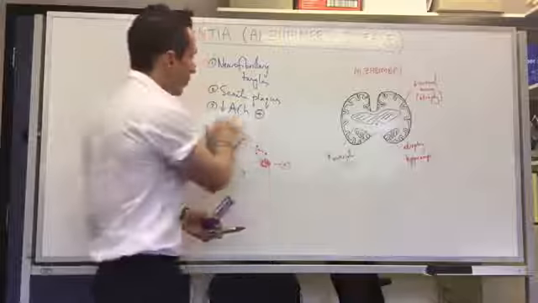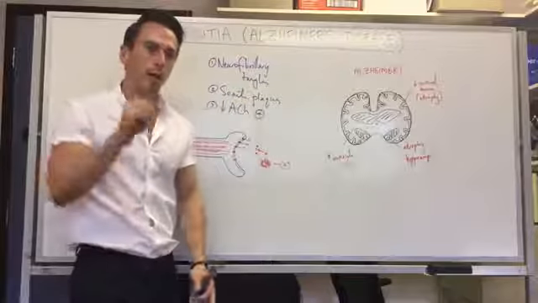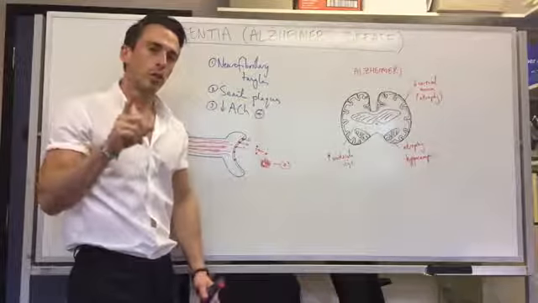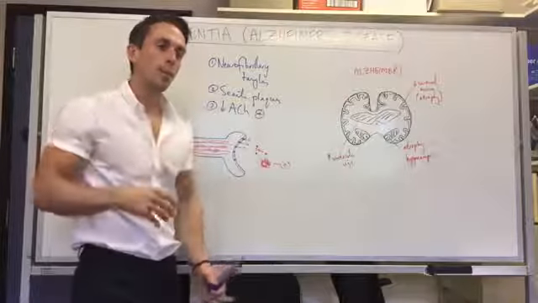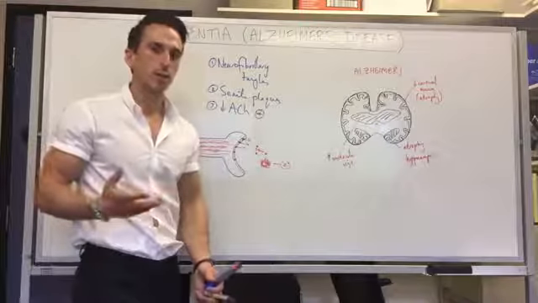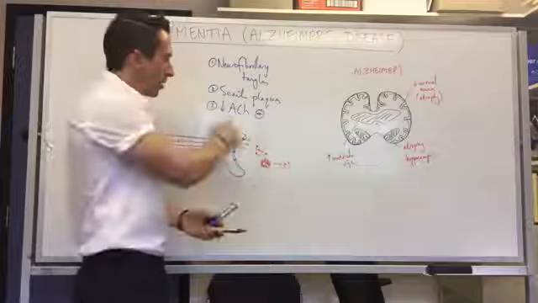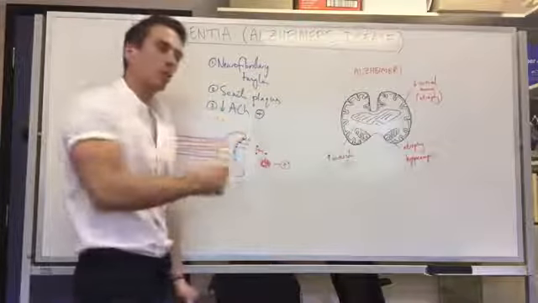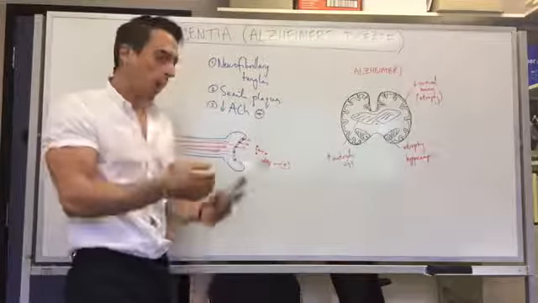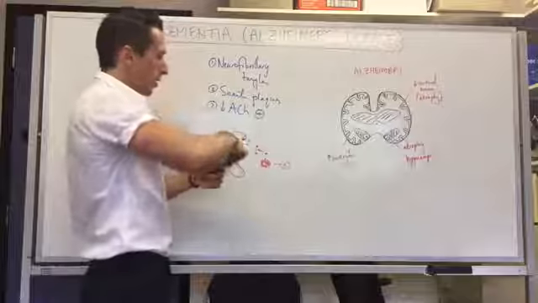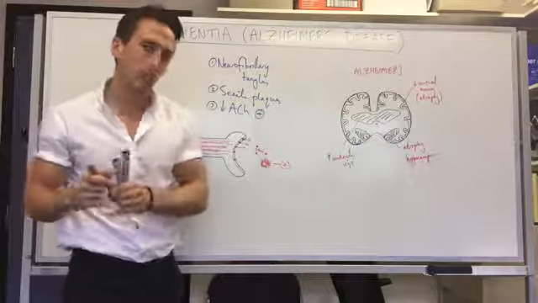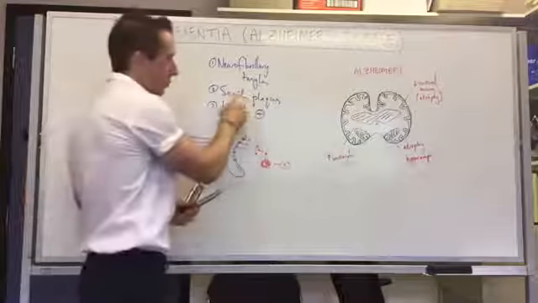We're not sure why this reduction takes place, but it gives us an opportunity to pharmacologically try and manage some of the signs and symptoms of Alzheimer's disease. How do we manage that? Well, if we've got reduced acetylcholine, we want to increase it. A way that we can increase it is by reducing the amount of enzyme that breaks it down.